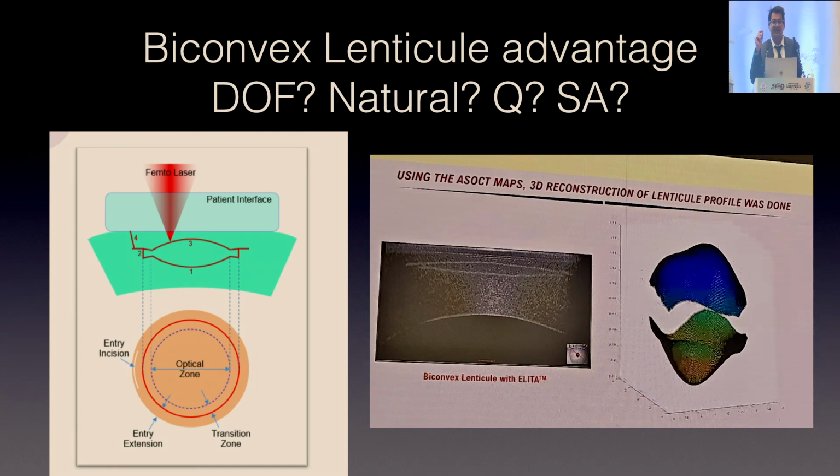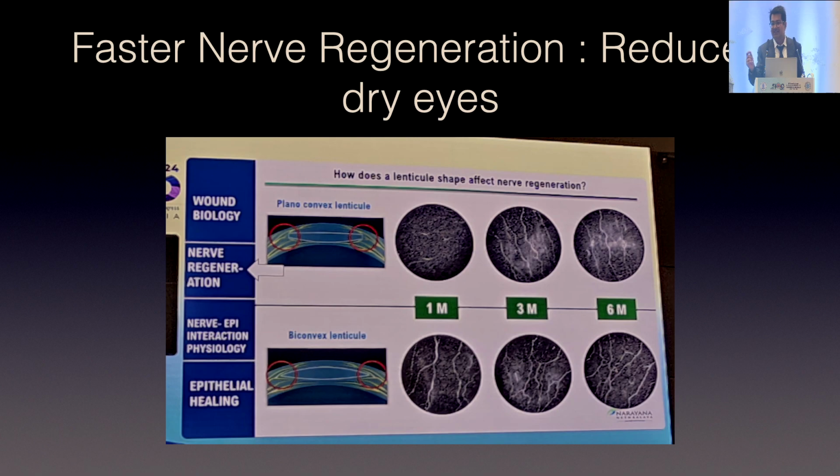And what we understand here is that when you make a biconvex lenticule, it mimics the natural anatomy of the eye or the cornea, and you have better depth of focus. So we say that the depth of focus is almost comparable to an emmetropic patient with natural quality of vision, with minimal change in Q value and spherical aberrations. So this is the fourth advantage of SILK. Let us see the fifth advantage of SILK. The fifth advantage of SILK is the fastest nerve regeneration. Again, copied from Rohit sir's presentation.